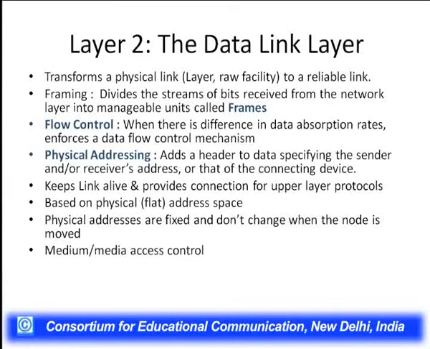Then physical addressing: it adds a header to the data specifying the sender's or receiver's address, and also that of the connecting device. What we are trying to say here is that in case the data link layer is connecting two computers on the same network, then the receiver's address will be of the device to which the message is to be transmitted. But if that computer or that device is not on the same network, then the header will contain the address of the device which is connecting the two networks, that is the connecting device.